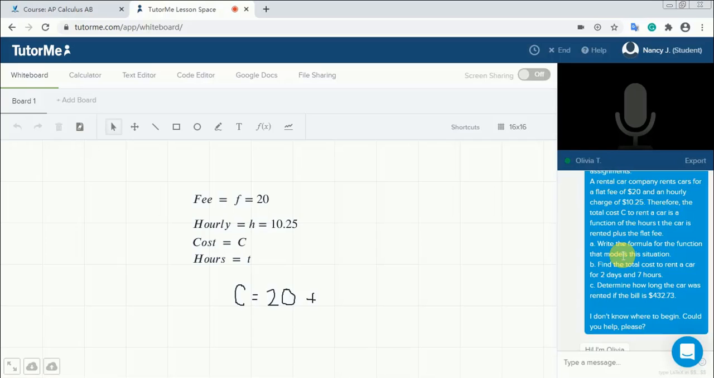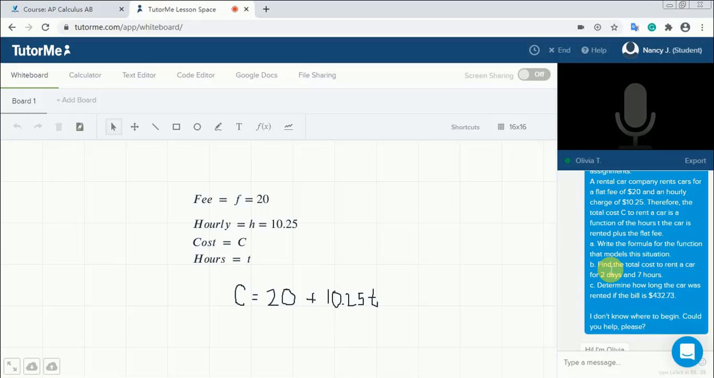We don't know how many hours, but what else do we have here that we should maybe multiply our T by? Correct. And that was what again? Hourly charge and the hours T. Good. So 10.25. That's ugly. And then times T. Okay, so that would be a function, right? So, does that make sense?